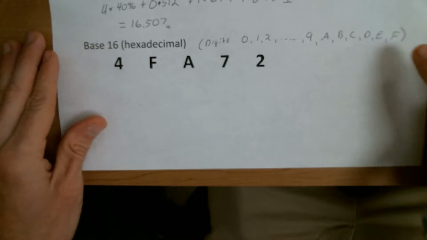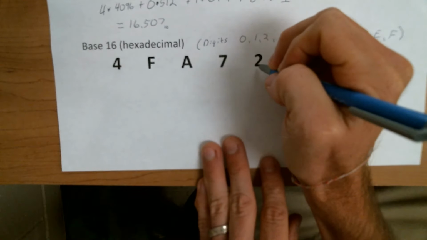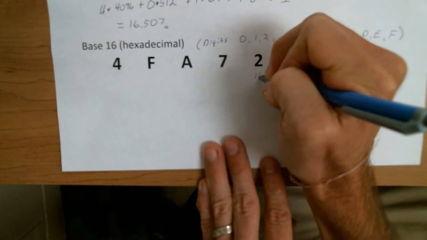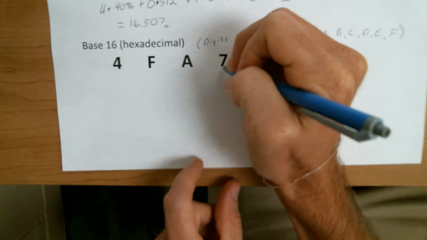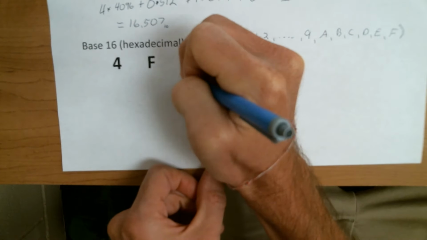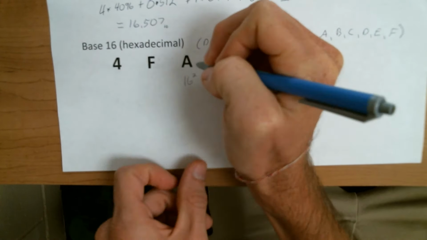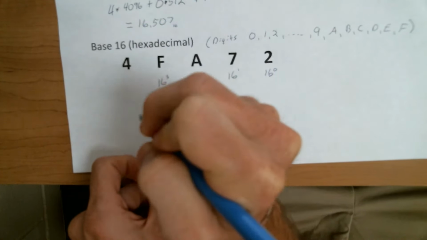But again, the formula for breaking this down doesn't change. This right here is our ones place, only this time it's 16 to the 0 power. This one is our 16's place. This is our 16 squared place. This is our 16 to the 3rd place.